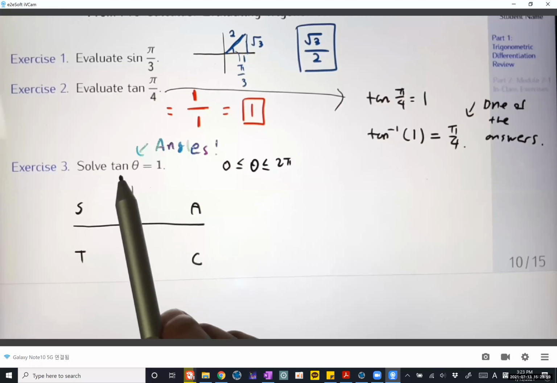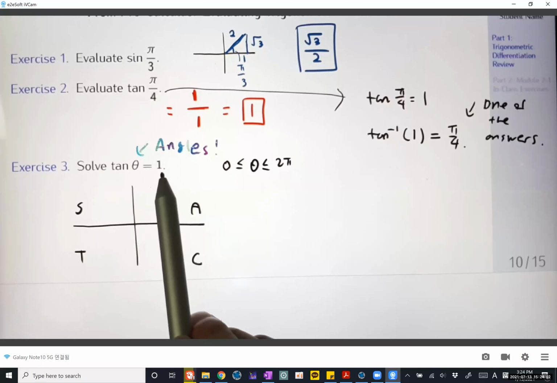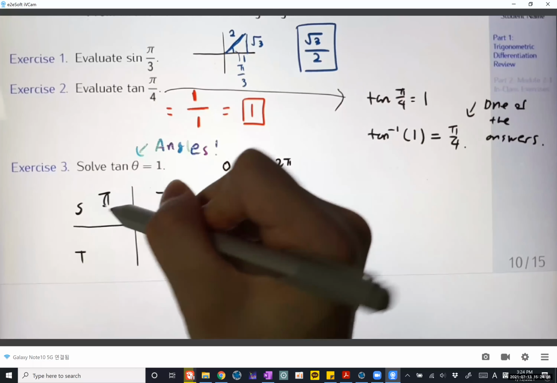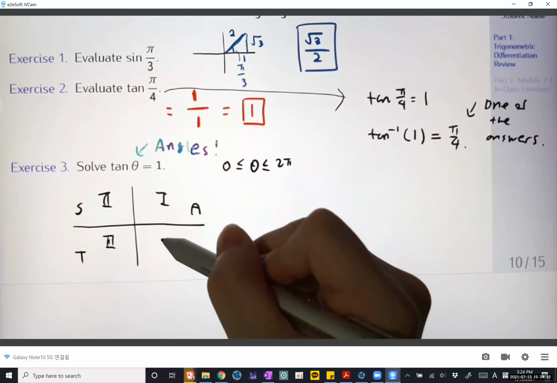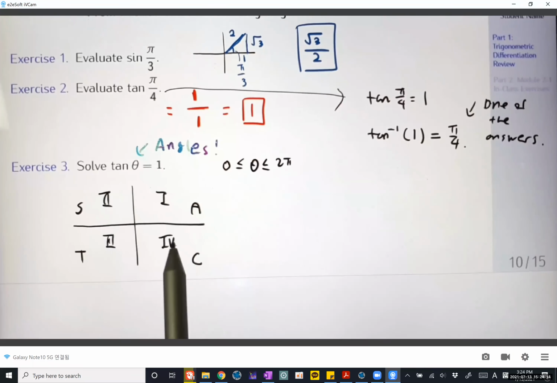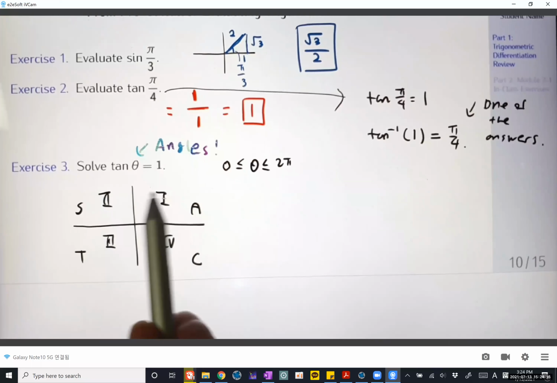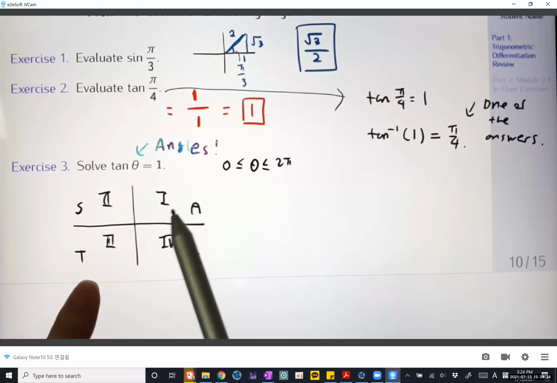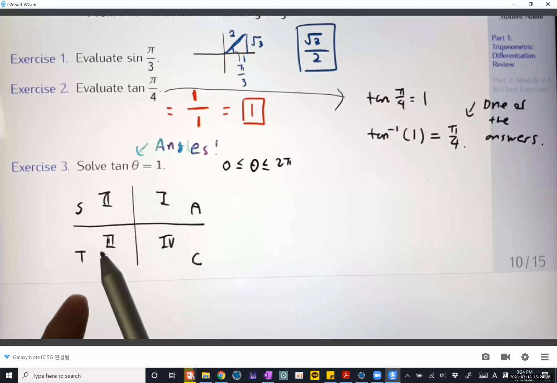When we say tangent of theta equal to positive 1, if tangent is positive 1, in which quadrant does the terminal arm lie? 1, 2, 3, 4. Out of 1, 2, 3, 4, in which quadrant is the tangent positive? Good. Quadrant number 1 and quadrant number 3.